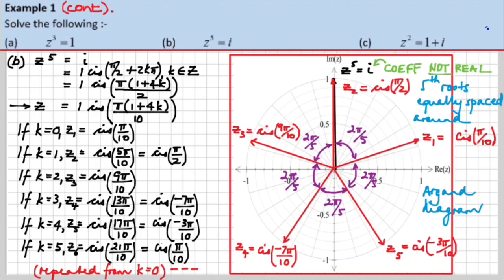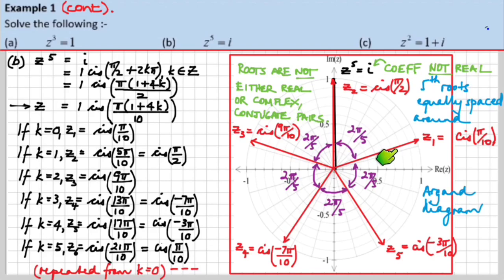The coefficient of that term there, well, that term itself is not real, therefore we're not expecting the conjugate root theorem to apply. Even though they are equally spaced around the Argand diagram, the roots are not either real or complex conjugate pairs, and you can see that there's no reals at all and there's no complex conjugate pairs because we don't have anything reflected around the x-axis, do we?